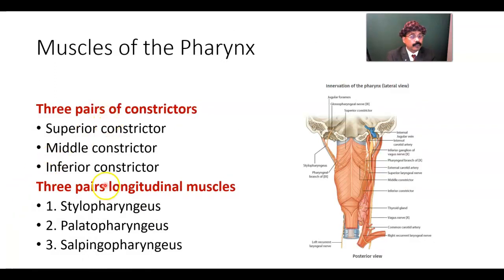We got the constrictor. We got the longitudinal muscle. Just discuss nerve supply, mostly by the pharyngeal plexus. The pharyngeal plexus is getting contribution from the vagus nerve and glossopharyngeal nerve. It also gets the cranial root of the accessory nerve, that is blended with that of the vagus nerve.